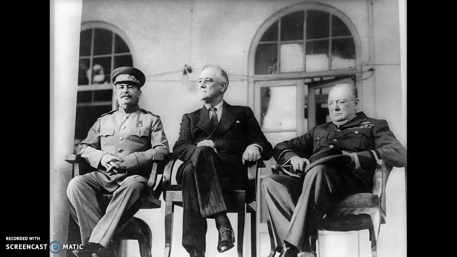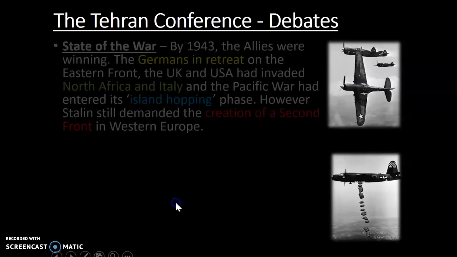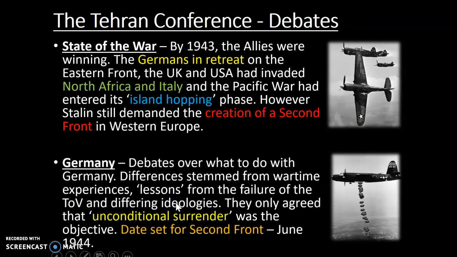These are the three men, a famous picture from Tehran. Churchill to me always looks like he's sitting in class. In any case, a couple of the things that we know are the big debates, and you guys talked about this in class today.